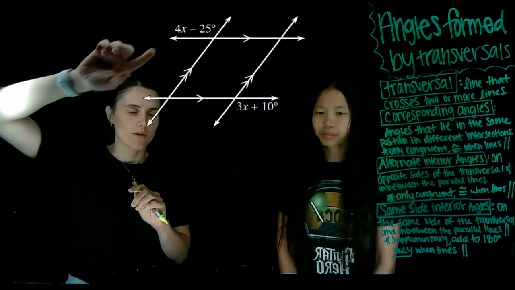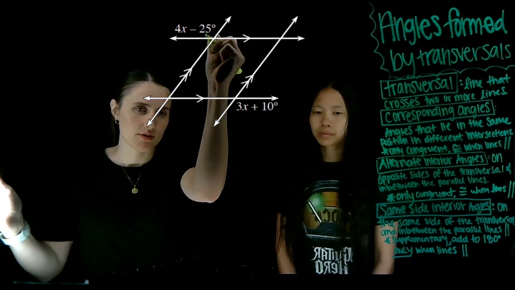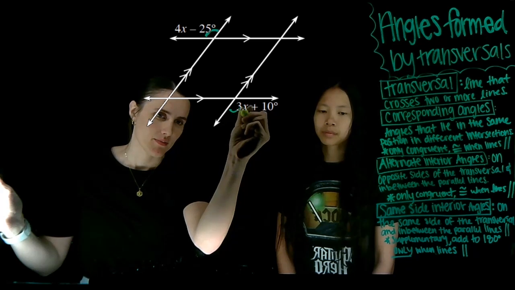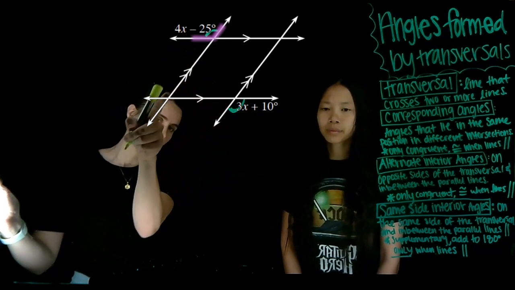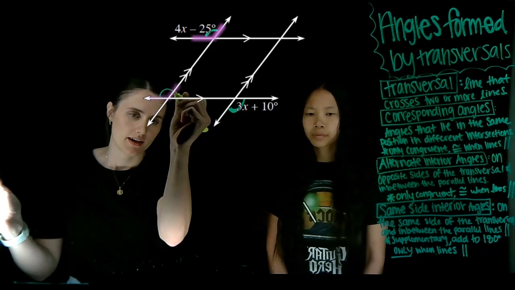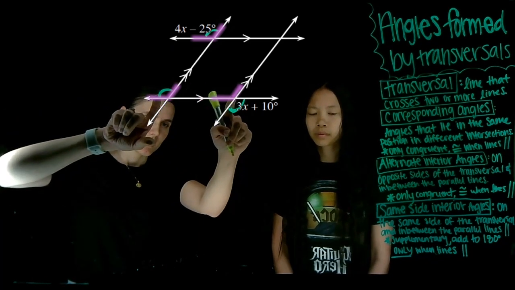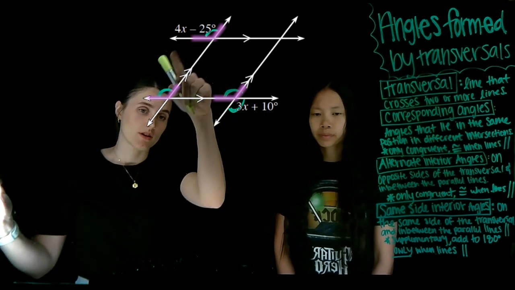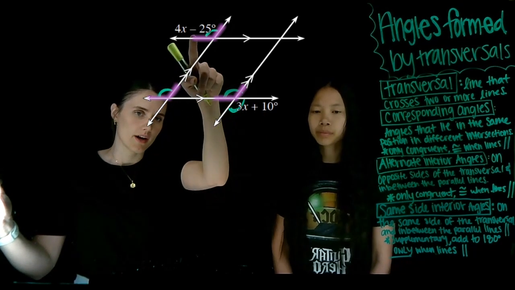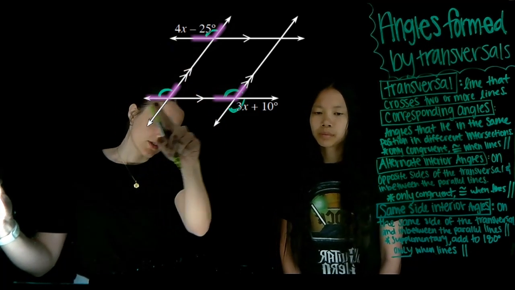All right, so let's see if we can figure out how this angle up here, 4x minus 25, relates to 3x plus 10. So 4x minus 25, we know that it corresponds to this angle right here. Okay, we're getting closer. And then we also know that this angle corresponds to this angle. And because the lines are parallel, we know that when they are corresponding, they're also congruent. So 4x minus 25, this angle right here, is congruent to this piece, and then this angle is congruent to this piece.